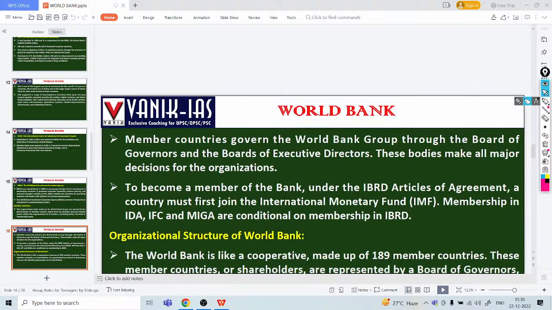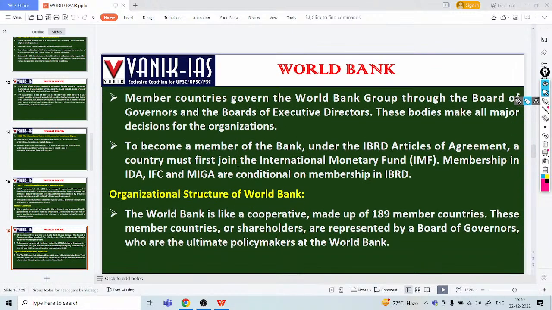Member countries govern the World Bank Group through the Board of Governors and the Board of Executive Directors. This body makes all major decisions for the organization. To become a member of the bank under the IBRD Articles of Agreement, a country must first join the International Monetary Fund. Membership in IDA, IFC and MIGA is conditional on membership in IBRD. Once you become an IBRD member, then you can join IDA, IFC and MIGA.